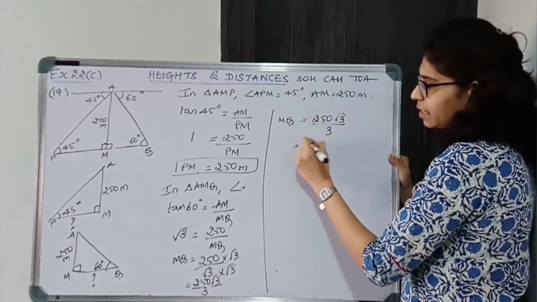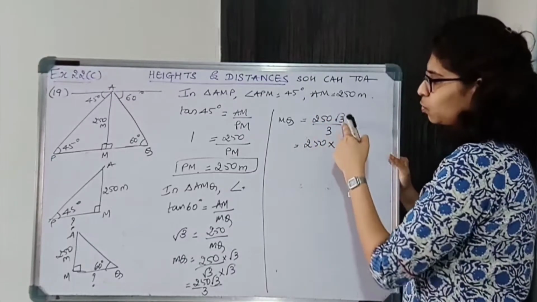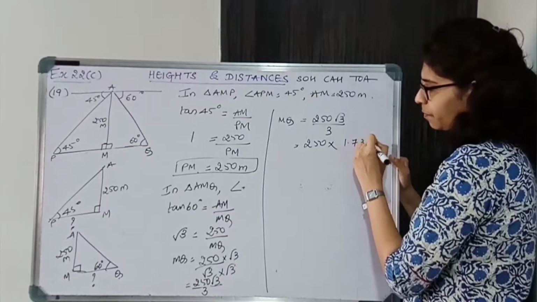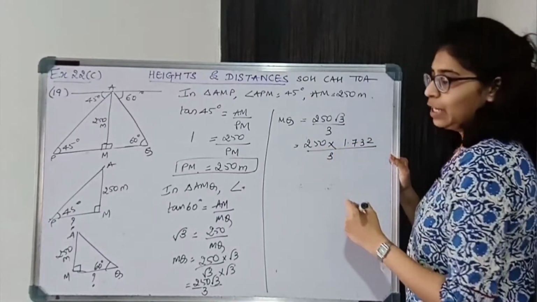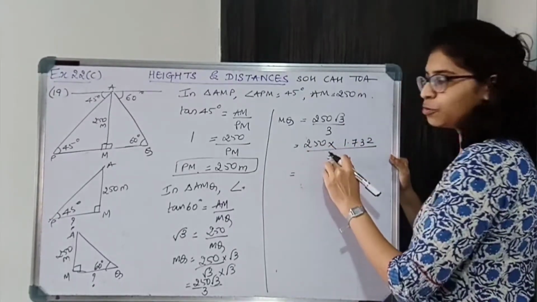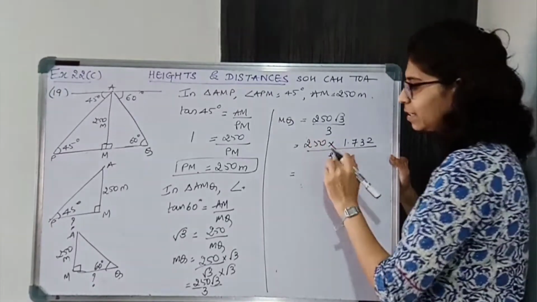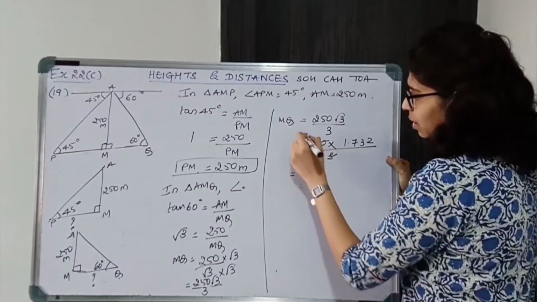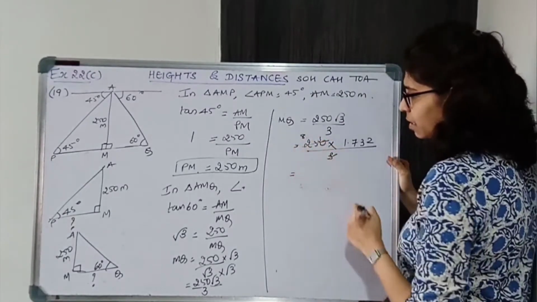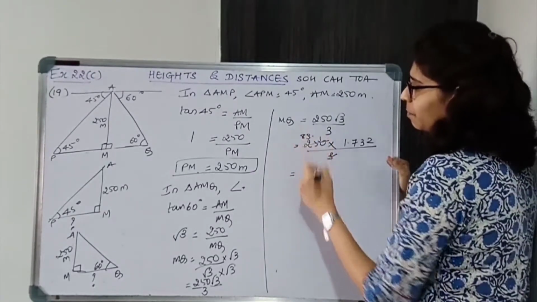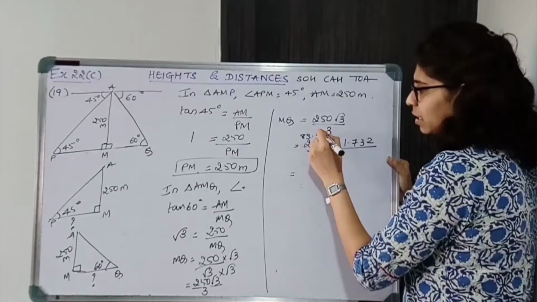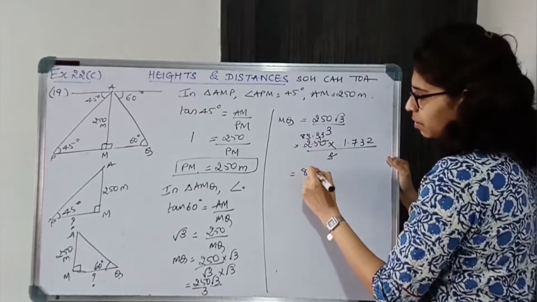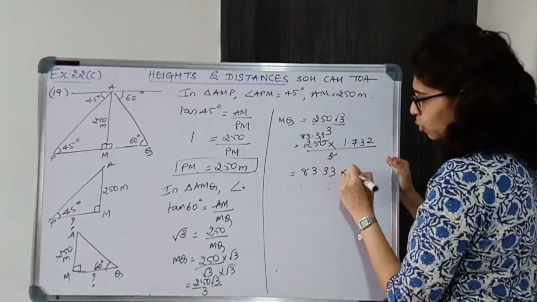Now let us divide. It is 250 into 1.732 upon 3. What we should do is first divide 250 by 3. ठीक है, इसको divide करते हैं. All right, so 250 divided by 3, 3 8s are 24, so 1 remains. 10, 3 3s are 9, again 1 remains, so 3 3s are 9, 3 3s are 9, so 83.33 we are getting into 1.732.